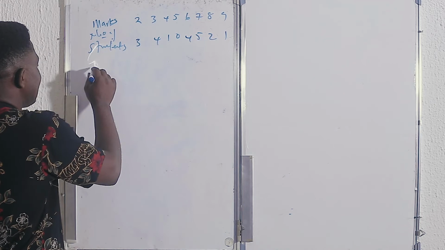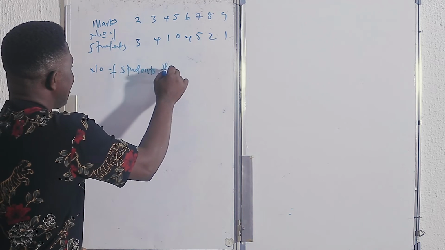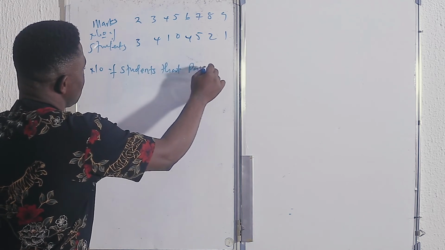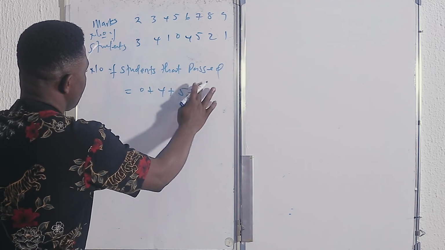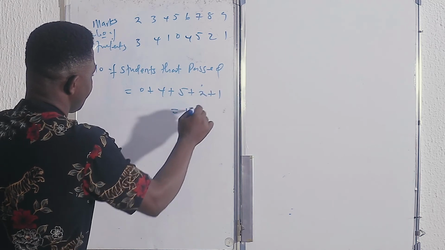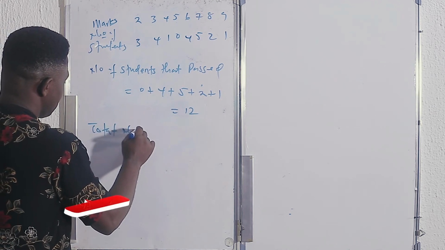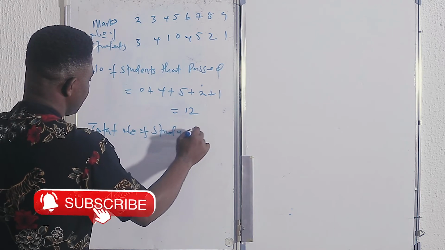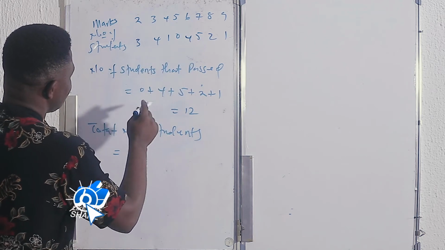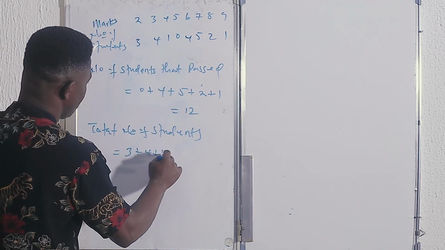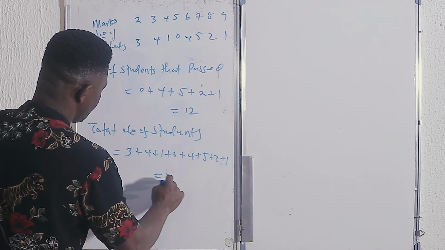So the number of students that passed the exam is 0 plus 4 plus 5 plus 2 plus 1. This is 12. Total number of students that took the test is 3 plus 4 plus 1 plus 0 plus 4 plus 5 plus 2 plus 1, which is 20.